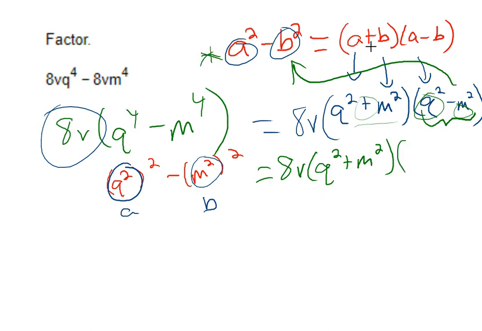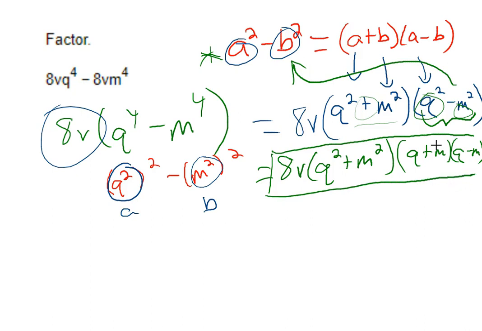And so we'll do the same thing again. Instead of a, we're going to have q plus, instead of b, we'll have m. And I'm running out of room here, and do the same thing for the second factor. Instead of a, we'll have q, and instead of b, we'll have m. And so this is how it's going to factor, and we've factored as much as we can. Nothing else here can be factored any further. All right, very good.